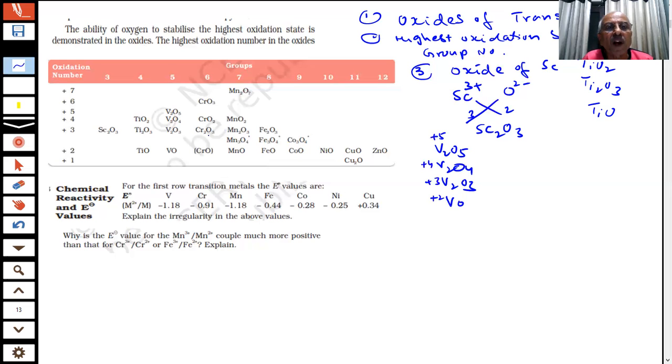What is the important point in chromium? What is the oxidation state of chromium in CrO3? In CrO3, it will be +6. Chromium +6 is the highest possible oxidation state. So the highest oxidation state is the same as the group number. Chromium trioxide is known.